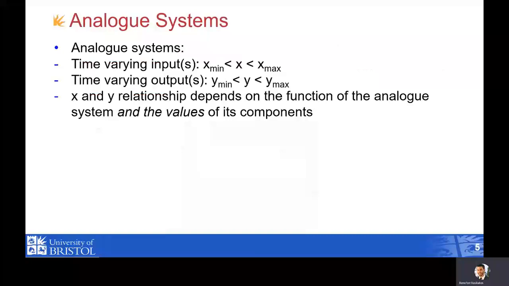Now, analog systems are characterized by the following. There is a time-varying input. So the input to the analog system is between a minimum and a maximum x value. And there is also a time-varying output between a minimum y and a maximum y value. Now, there is a relationship between the two, which depends on the function of the analog system and the values of its components. Now, pay attention to this. It's not only the function of the analog system, but it's also the values of its components.